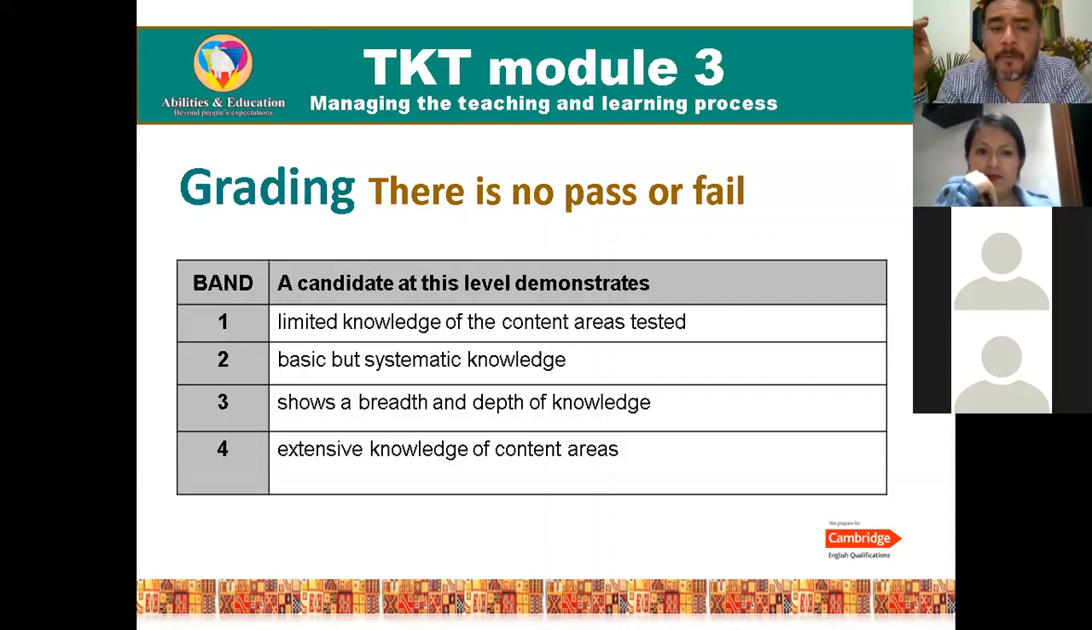Because if your result is band 1, this means that you have a limited knowledge only of the content areas tested. If you get band 2, you have basic but systematic knowledge. Band 3 shows a breadth and depth of knowledge, and band 4 shows extensive knowledge of content areas. So everybody receives a diploma, but the thing is, you should get 3 or 4 in the exam.